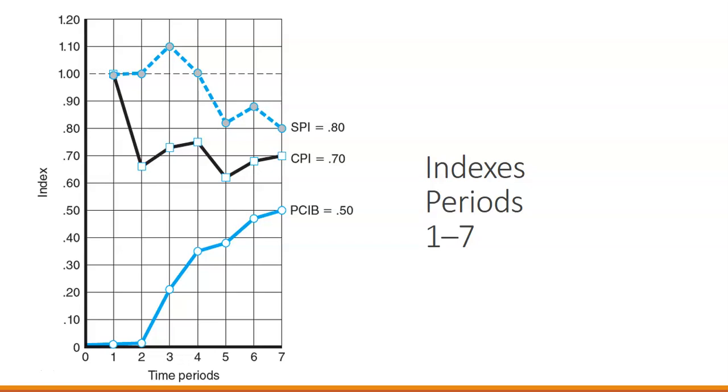So at period 7, we are at 0.8 for our scheduling performance index. This indicates that 80% worth of work has been accomplished for each dollar worth of work scheduled to date. The CPI indicates that 70 cents worth of planned work to date has been completed for each dollar actually spent. And the percent complete shows that 50% of the total budgeted dollars to date have been spent.